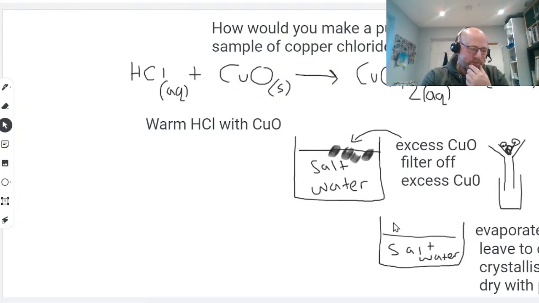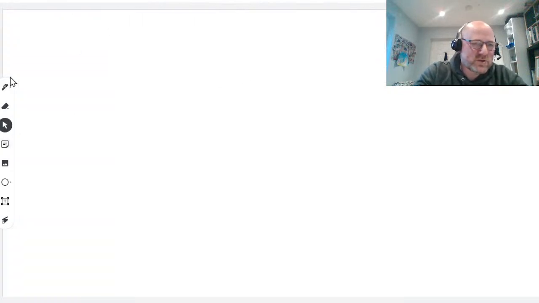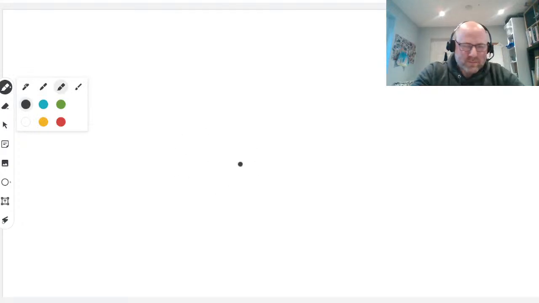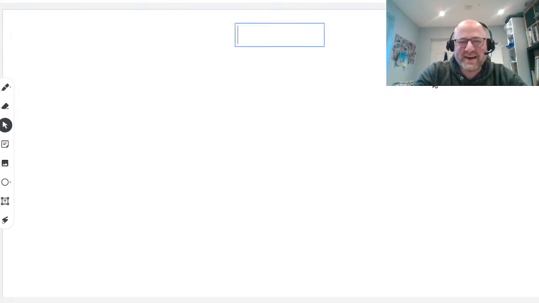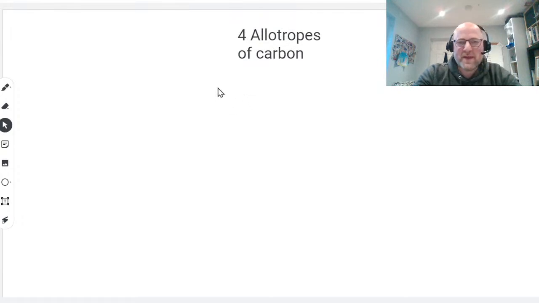It all depends. Someone said, can we go through the carbon allotropes? Yeah, all right, let's quickly whiz through carbon allotropes. Everyone's got to know carbon allotropes. Okay, so you've got three allotropes of carbon that you need to know. Does anyone know the names of the three allotropes of carbon? Actually, I think there's kind of four that you need to know. Anyone know the allotropes of carbon?